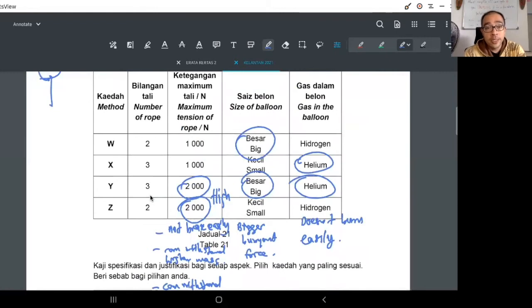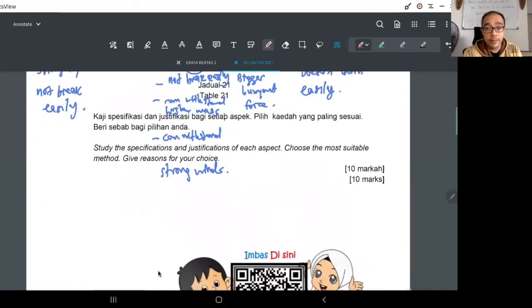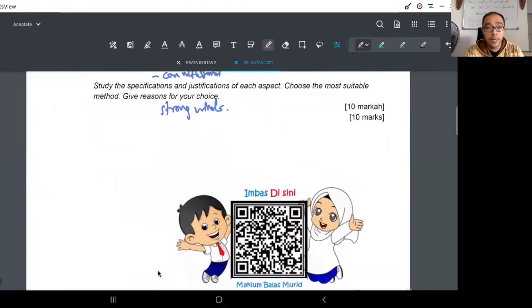Okay, the number of ropes. Obviously this is very logical. Number of ropes has to be high. High number of ropes, so that it is more stable, it is stronger. So there are many points lah. More stable, stronger. What else? Not break easily. You can say pretty much the same things. Not break easily. And once you're done, you're done with Y lah. You will get the answer Y. All right.